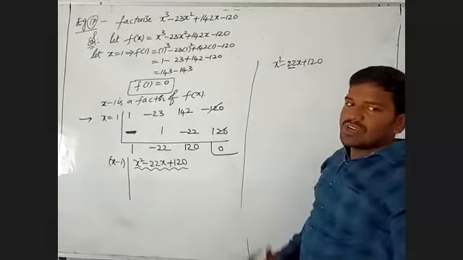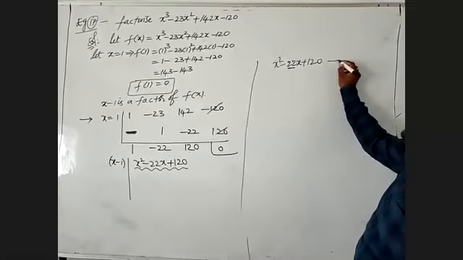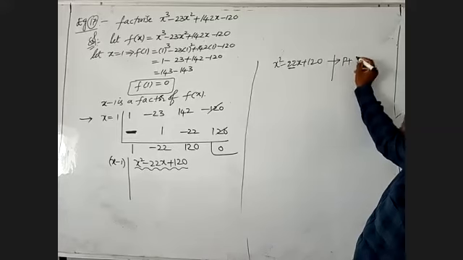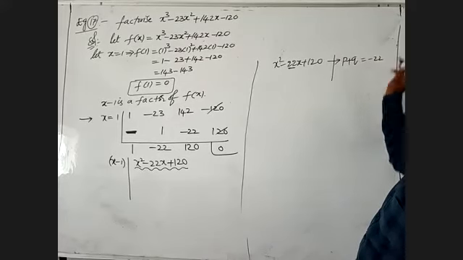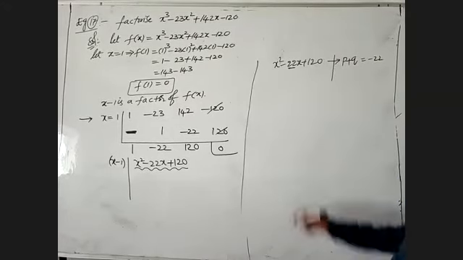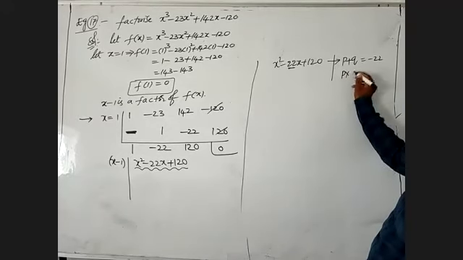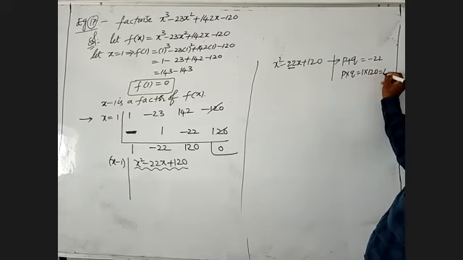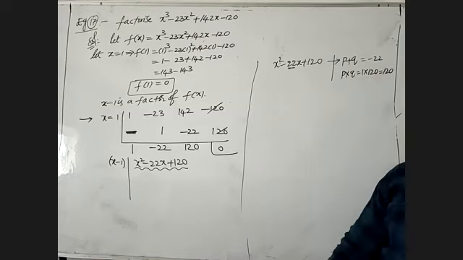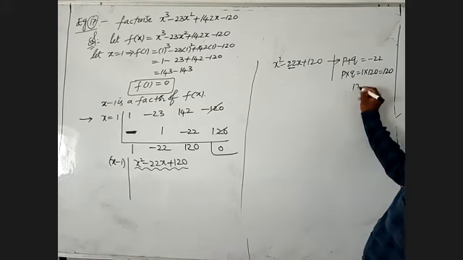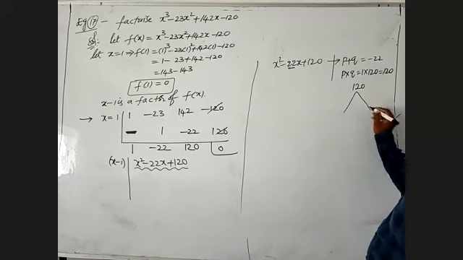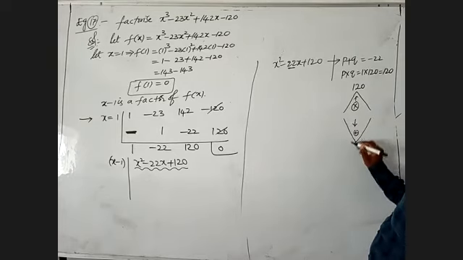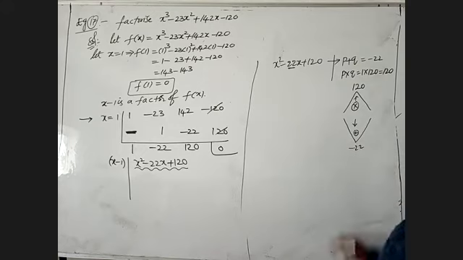Here the middle term is minus 22. I will take p plus q as minus 22. Later the product p into q, where p is 1 and q is 120, 1 into 120 is 120. We will take the numbers that satisfy the multiplication 120, and whose addition is minus 22.